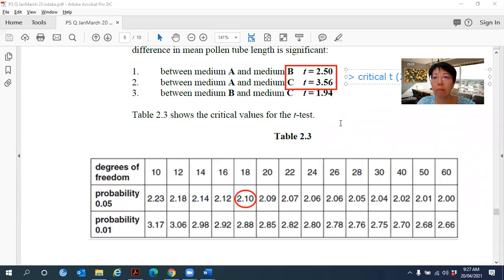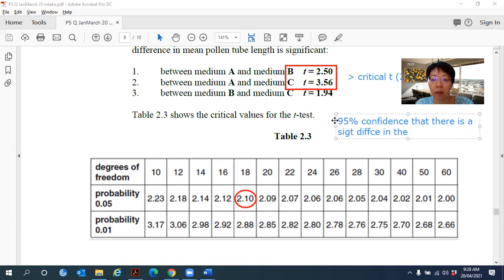So the conclusion you can make is that you have 95% confidence that, because the t value is bigger than the critical t, it is located in the rejection zone. Rejection means you reject the null hypothesis. That means there is a significant difference in the growth of the pollen between medium A and B and medium A and C. So that is the full conclusion.